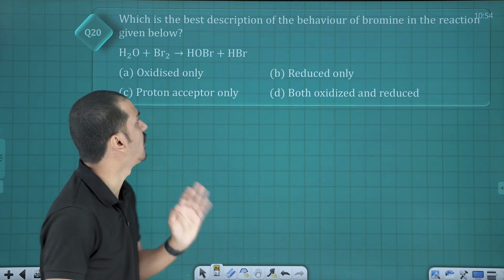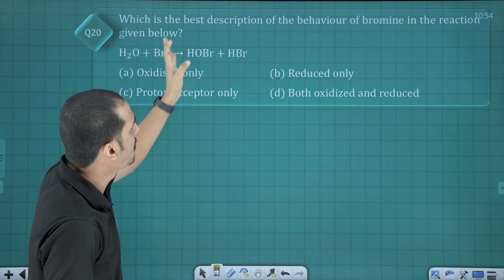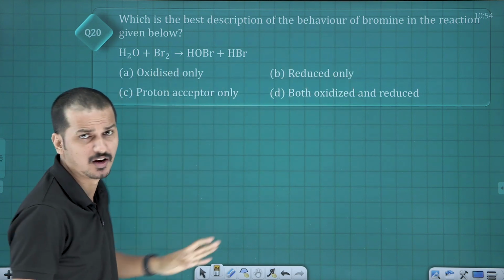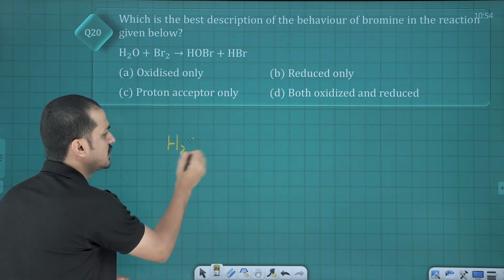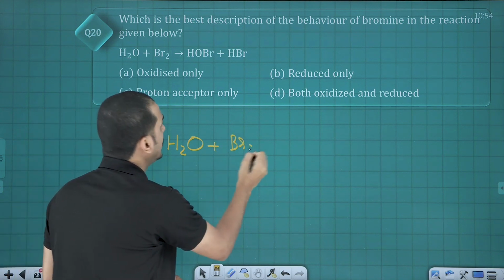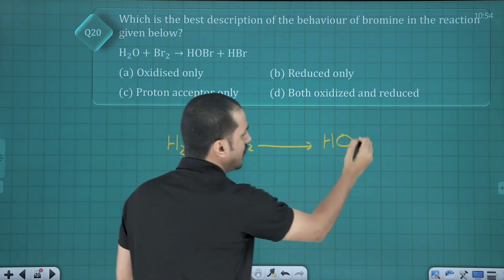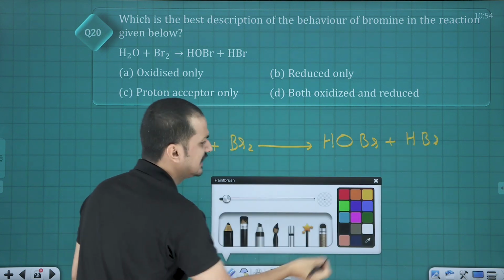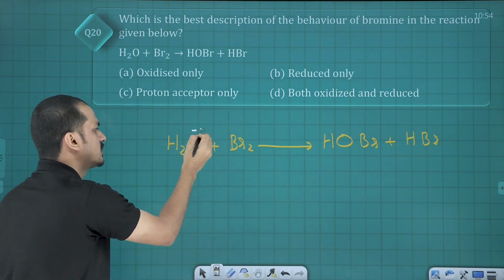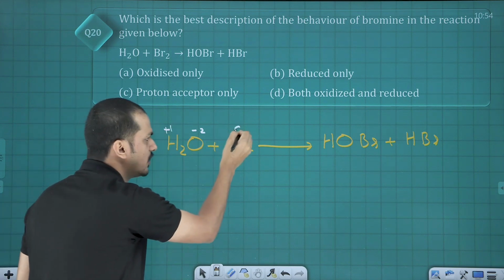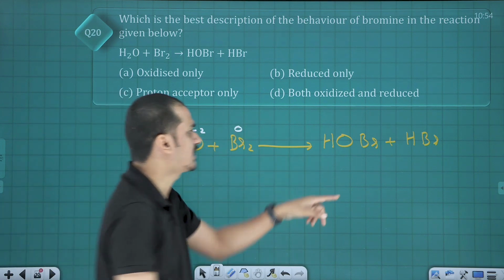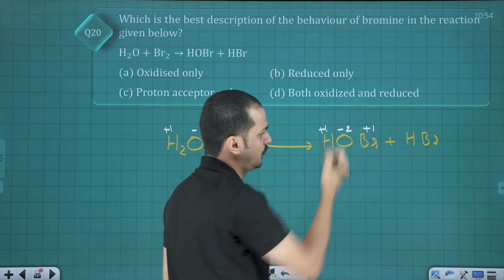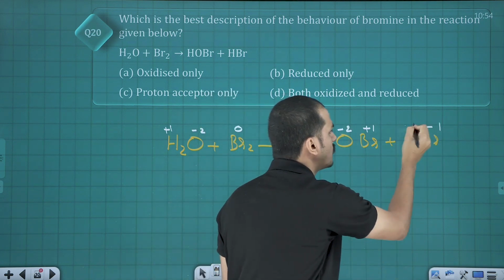The 20th question. What's the question here? Which is the best description of the behavior of bromine in the reaction given below? They given the reaction H2O plus Br2 gives HOBr plus HBr. Once you are looking, it's an easy direct question. H2O means oxygen is -2, this is +1. Bromine oxidation state is 0. Once they are reacting, this bromine will be +1, this is +1, this is -2. And here bromine is -1, this is +1.